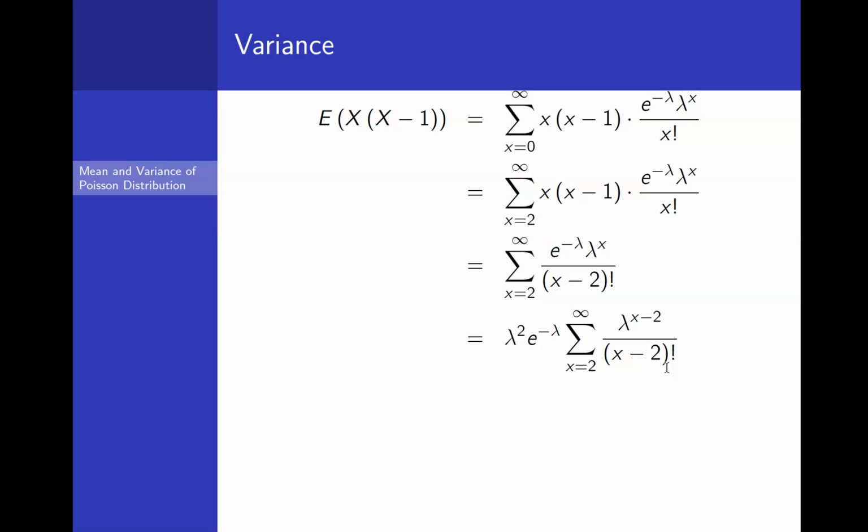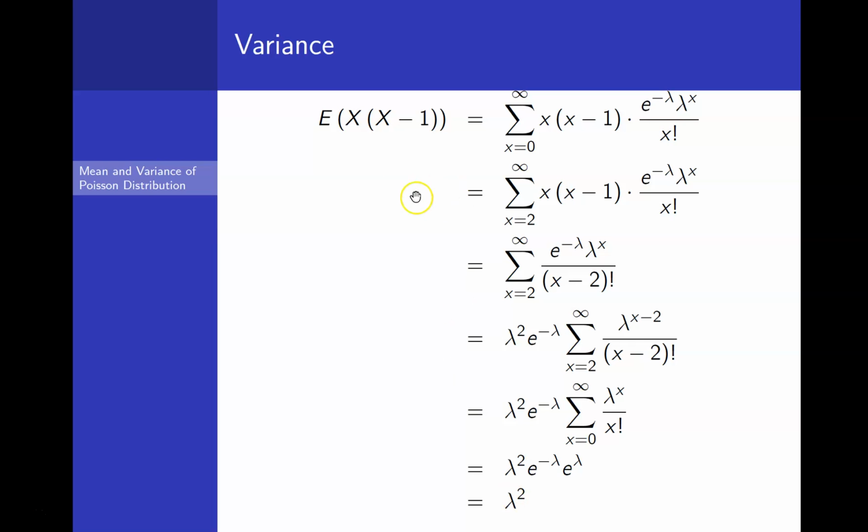Now, much like what we did in the previous example, if I plug in 2, notice this really starts at 0. So I've got lambda to the 0 over 0 factorial. If I plug in 3, I get lambda to the first over 1 factorial, and so on up the line. So I might as well re-index this to start at 0 and replace the x minus 2's with x's. Then same idea as what we had last time. This part right here sums up to e to the lambda. And then if we simplify e to the minus lambda times e to the lambda, we just get lambda squared.